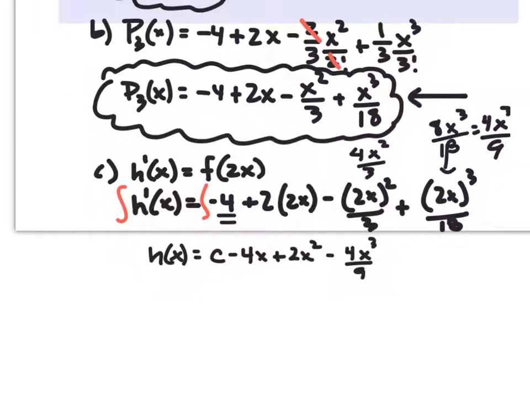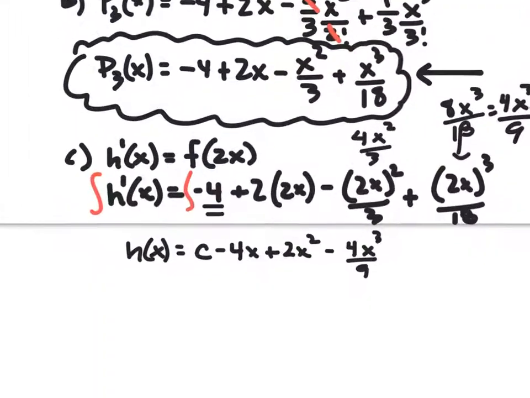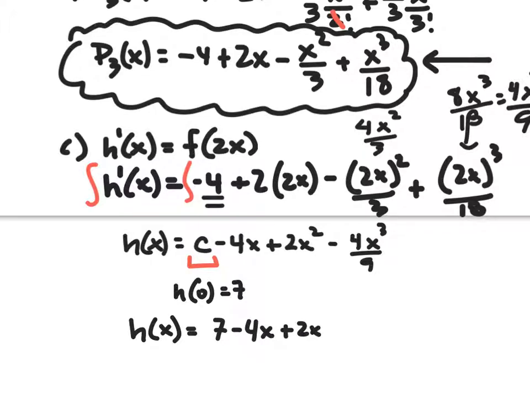Oh, but look at that. I just realized it only wants a third degree polynomial. So we're good right here. Now how do I come up with c? Well, c was given. It says h of 0 is 7. And we got it. Here's h of x. We used integration to find it. 7 minus 4x plus 2x squared minus 4x cubed over 9.